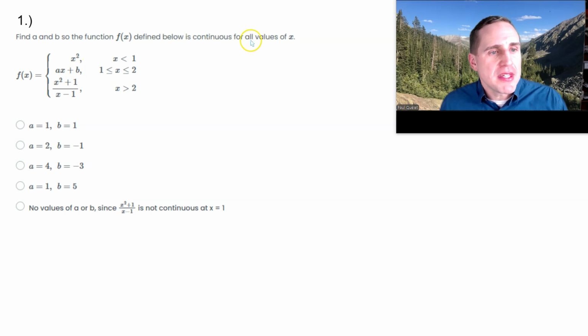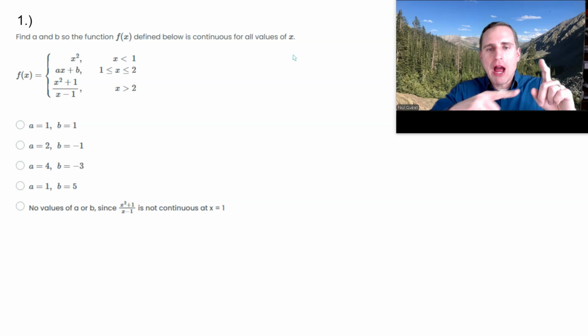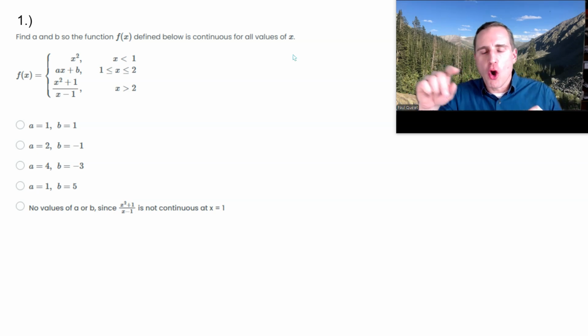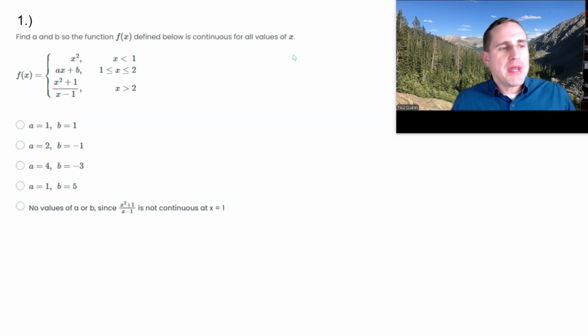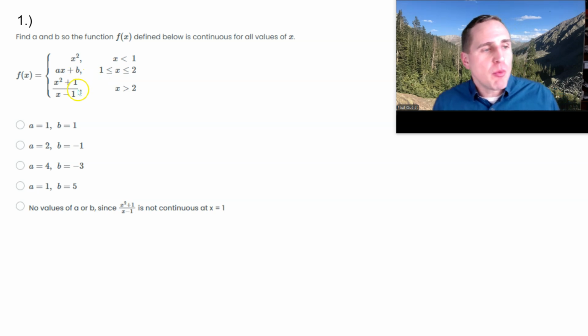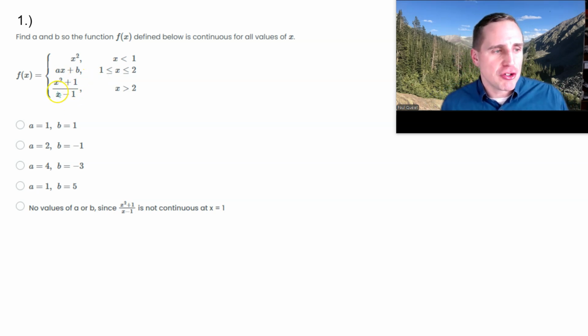And if we want this function to be continuous for all values of x, where the parabola ends at x equals 1 with an open circle, should be exactly the same y value, that's the same function value, where the linear function picks up at x equaling 1. So we need to match those up. And then we need to do the same thing with this rational function.